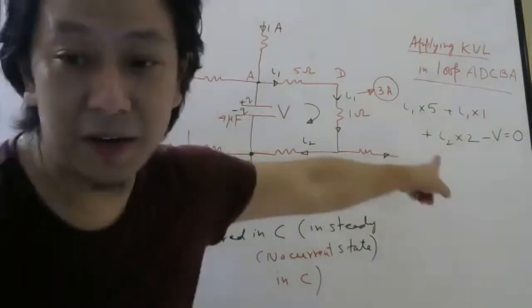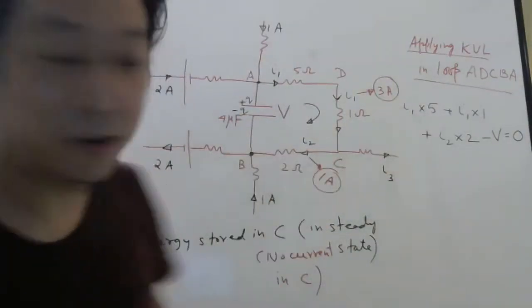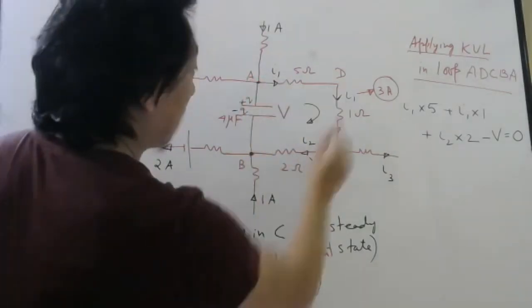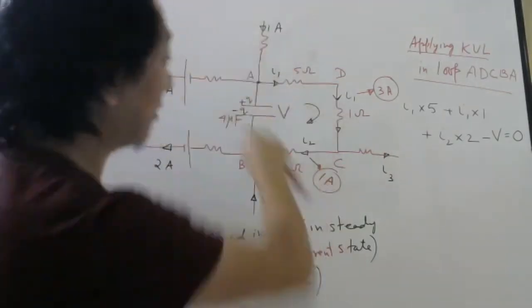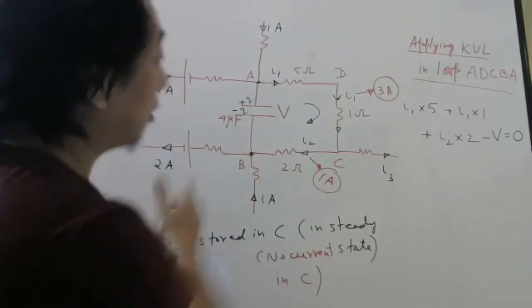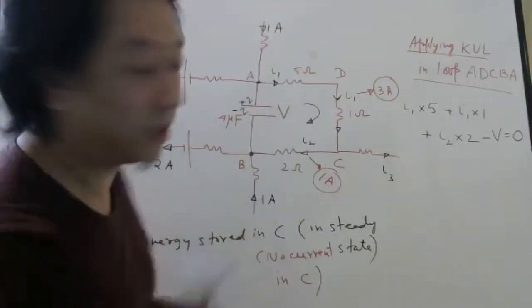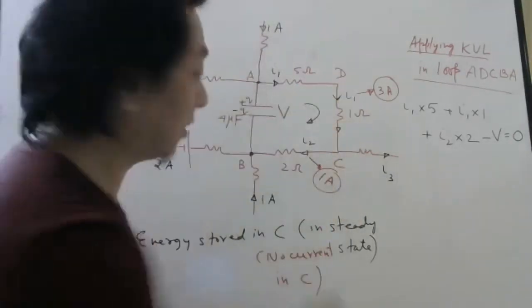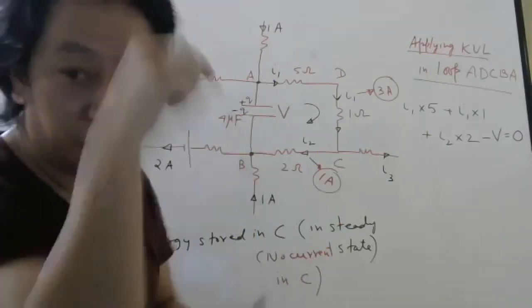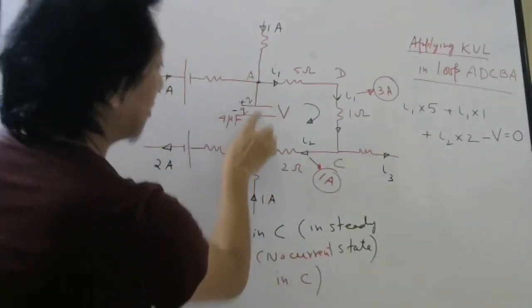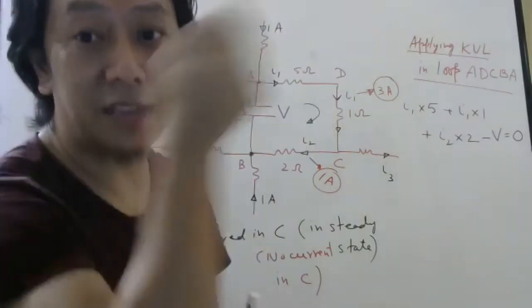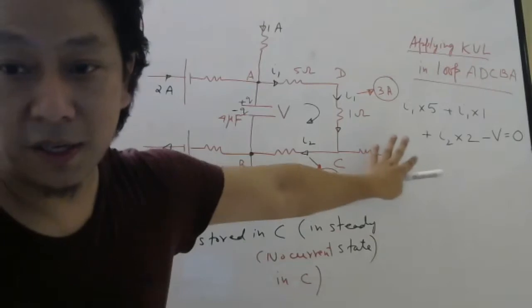Everybody understood this part? How I wrote? See, in this loop I am applying, no battery. In this loop, no battery. So along the current, drop is positive. Along the current, drop positive. Along the current, drop positive. Here, minus to plus is a rise, so rise I have to take negative. Till here everybody understood? Yes or no?